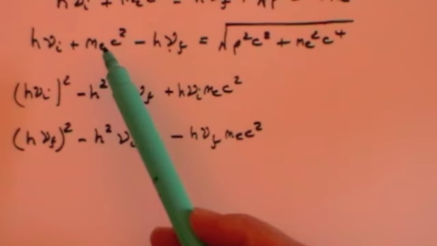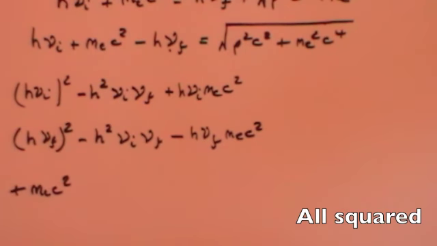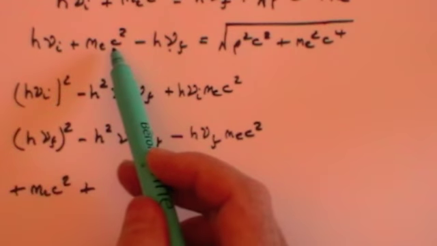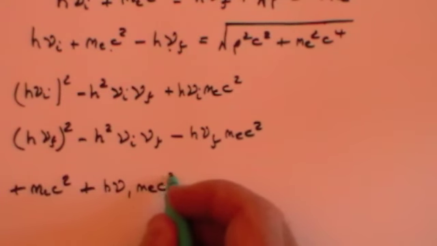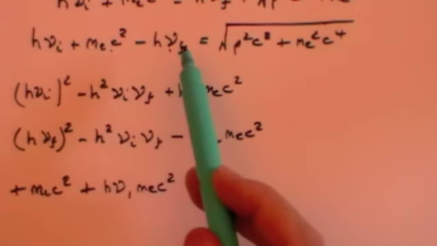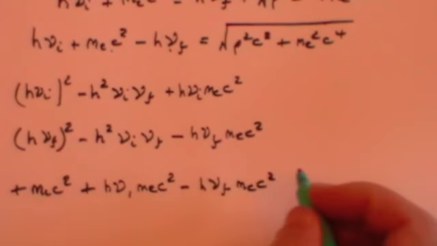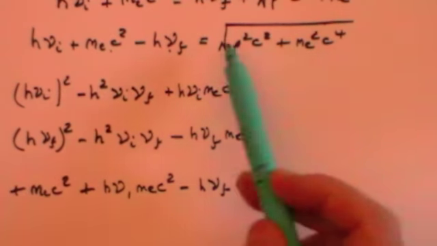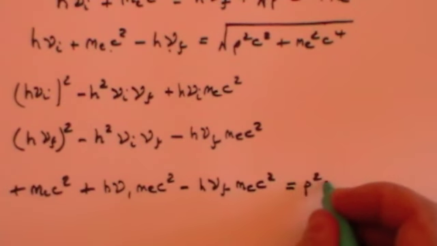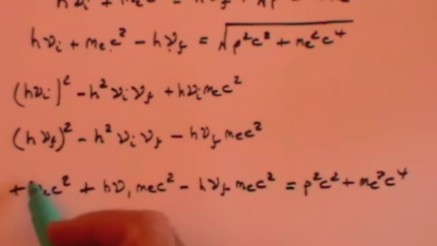Now we're going to deal with this term. Multiplied by itself, you're going to get a plus m e squared c to the fourth. Then when you multiply this by h nu I, you're going to get h nu I m e c squared. And finally, when you multiply that by that, you're going to get a minus h nu f m e c squared. So there are my 9 terms, and that's going to equal this squared, which just simply means you lose the square root: p squared c squared plus m e squared c to the 4th. This m e c squared, incidentally, should have brackets around it. Sorry, that's rubbish. Let me try that again.